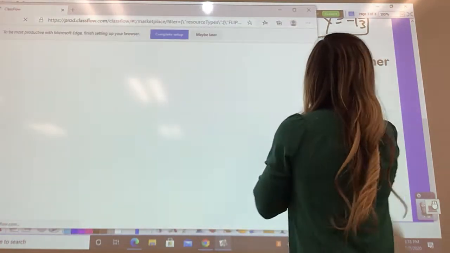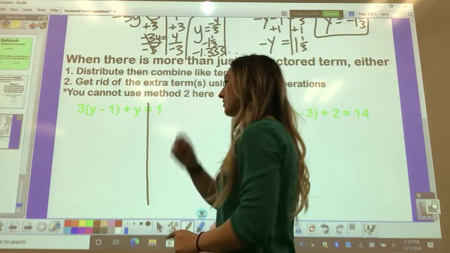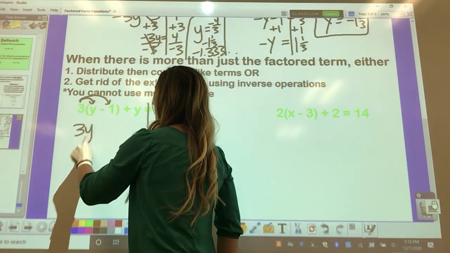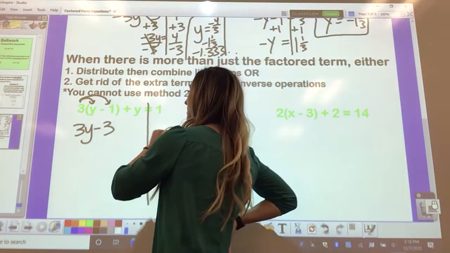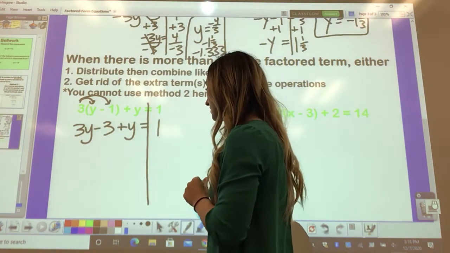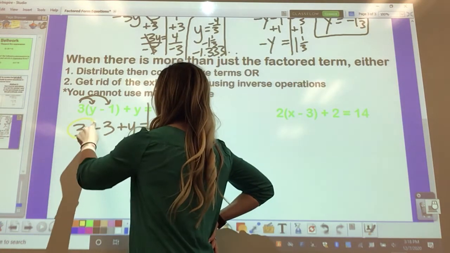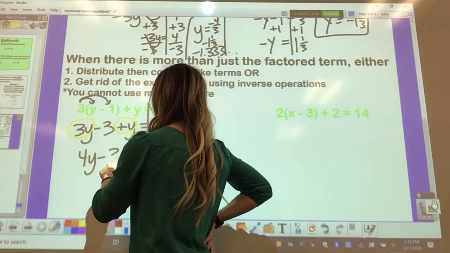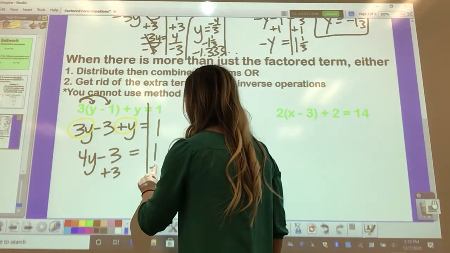Okay. So, starting with method 1, I'm going to distribute this 3. This becomes 3y minus 3. I don't distribute it to this plus y because that was not in the parentheses, so that just stays plus y equals 1. Now we have like terms. 3y and y is 4y minus 3 equals 1. Add 3 to both sides.